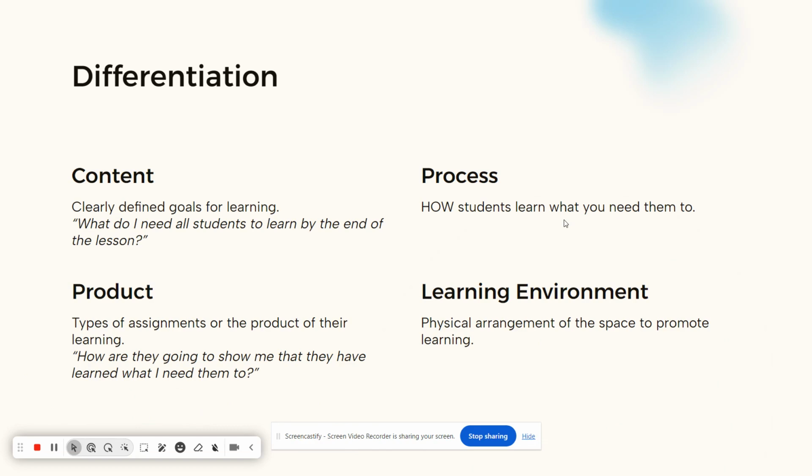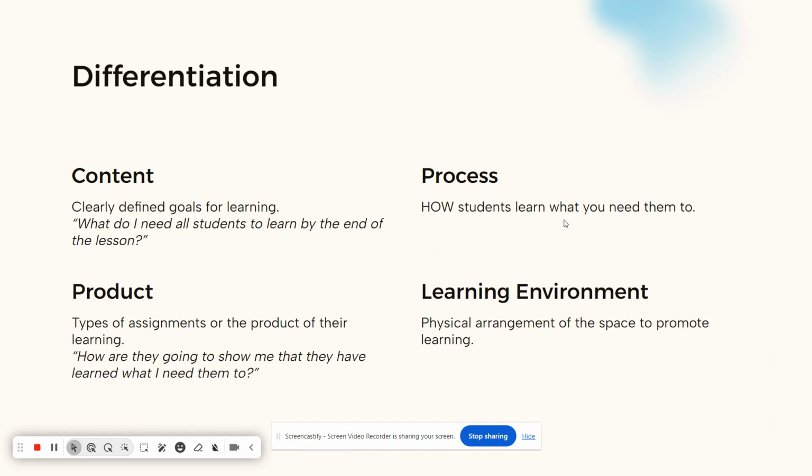If we dig into content, this is why I don't like digging into differentiation too much, because when we look at content specifically, this is where a lot of unintentional modification happens. And me very personally, I'm very big on making sure special education students, well, all students, receive access to tier 1 learning experiences.